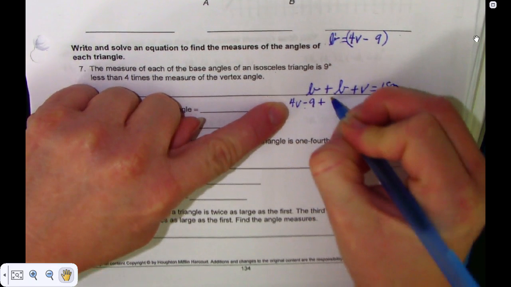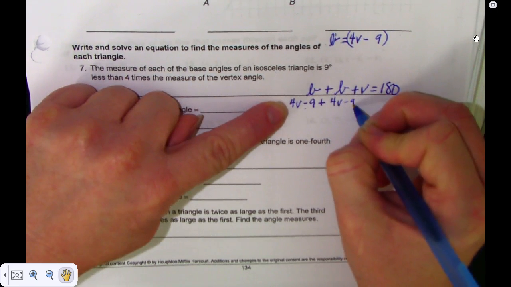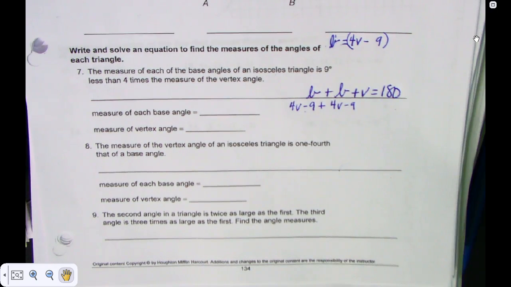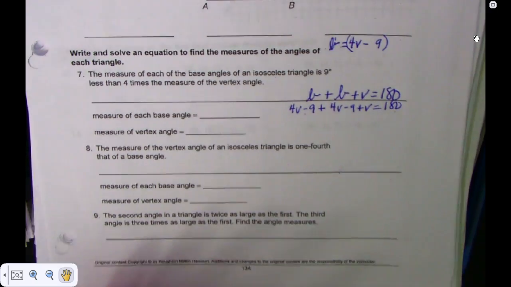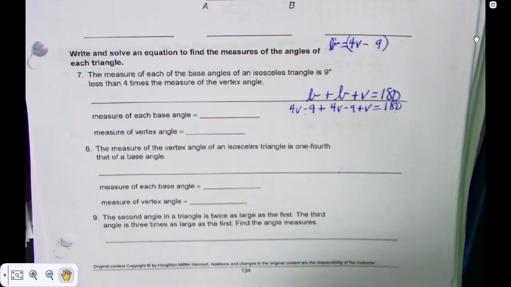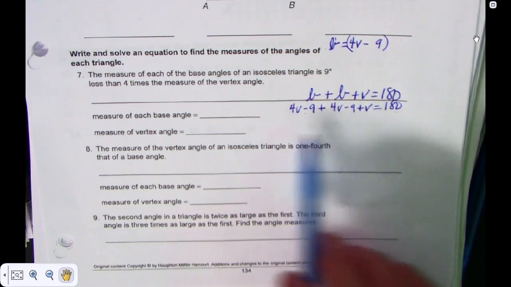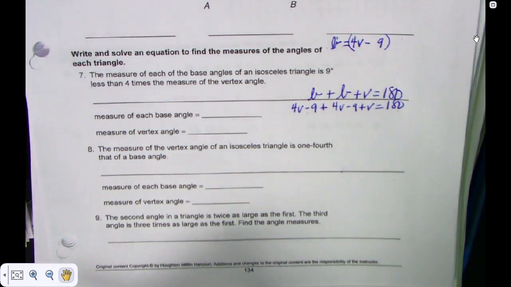Plus, what am I going to write under that B? 4V minus 9. Look what I'm doing again. I'm just substituting in what B equals, 4V minus 9, plus 4V minus 9, plus V equals 180. Now, look at that. It's a miracle. What do I have all across the board? V's. I have all V's now, so I can solve it. When I've got one letter in there and the rest numbers, I'm good to go.